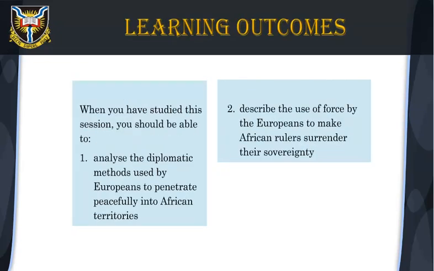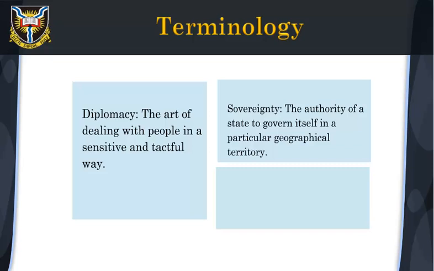Learning outcomes. When you have studied this session, you should be able to analyze the diplomatic methods used by Europeans to penetrate peacefully into African territories, and describe the use of force by the Europeans to make African rulers surrender their sovereignty. Terminology. Diplomacy: the art of dealing with people in a sensitive and tactful way. Sovereignty: the authority of a state to govern itself in a particular geographical territory.